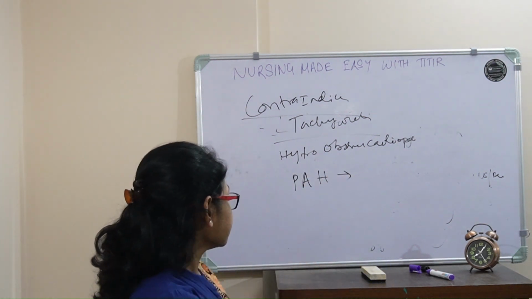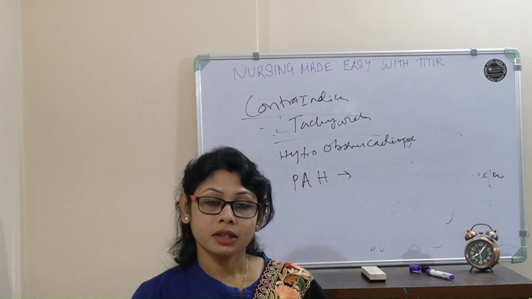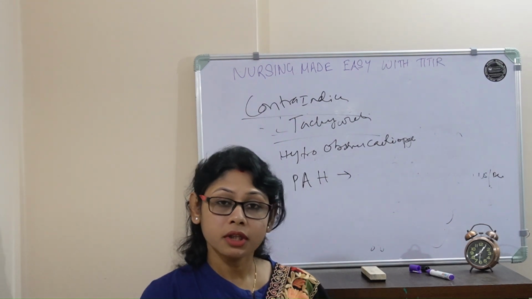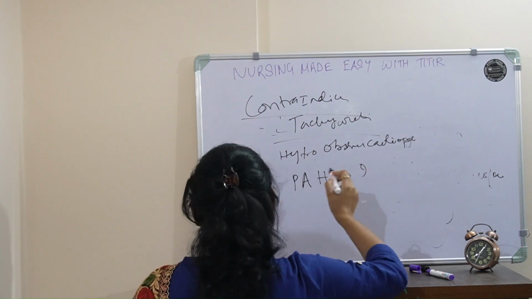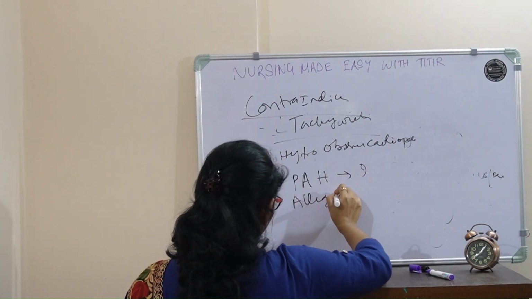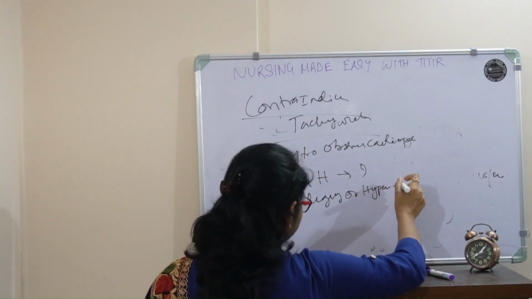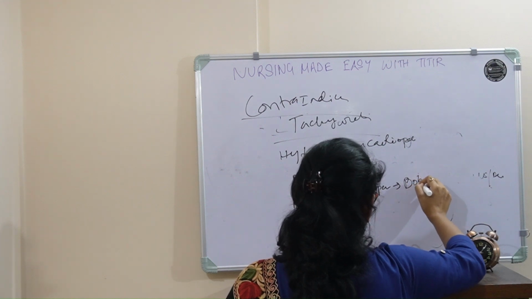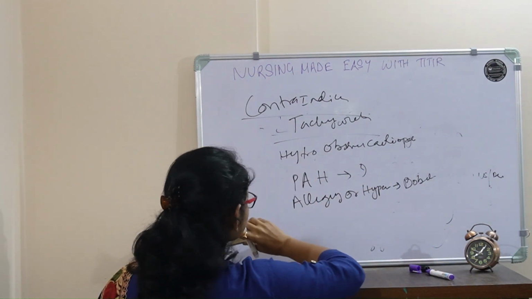If pulmonary artery hypertension is there and the heart is not pumping properly, it can also increase the pulmonary artery hypertension. And also allergy or hypersensitivity to dobutamine. These are the very basic contraindication cases we can see.